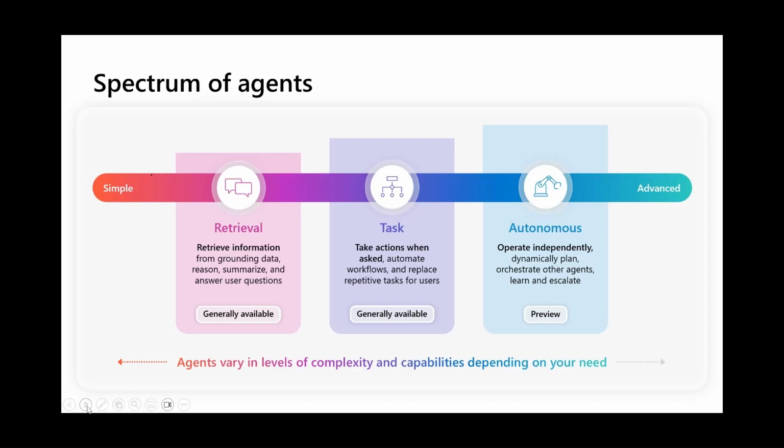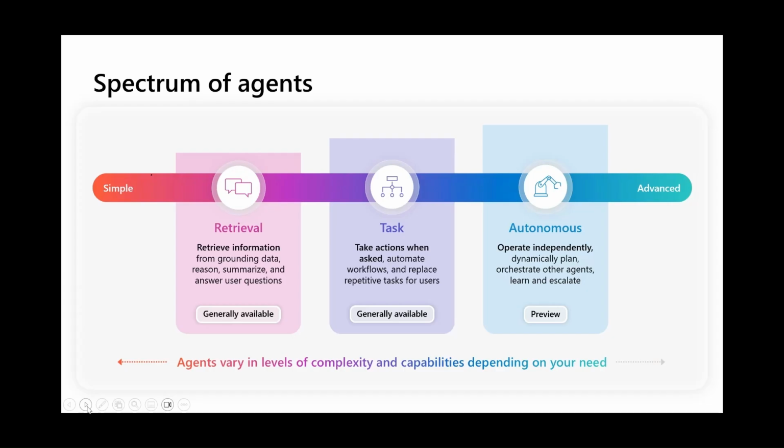We then have our task-orientated agents. So we're taking actions when asked. We're automating workflows. We're replacing those repetitive tasks. We might be comparing documents against compliance manuals. We might be comparing proposals against each other. We might be comparing resumes against a job requirement.